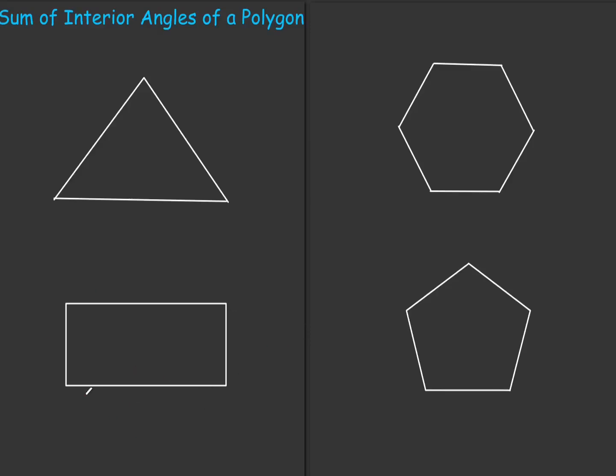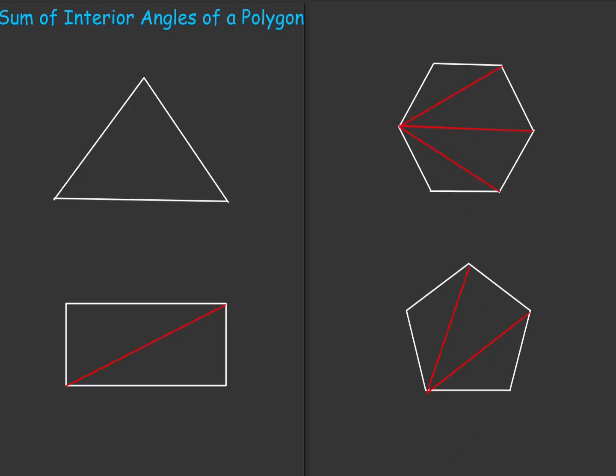For this quadrilateral, I can draw two triangles, 1, 2. Now for this five-sided figure, this is one triangle, this is 2, and then this becomes 3. Then for this six-sided figure, I can also draw 3 lines, making 1, 2, 3, 4 triangles.